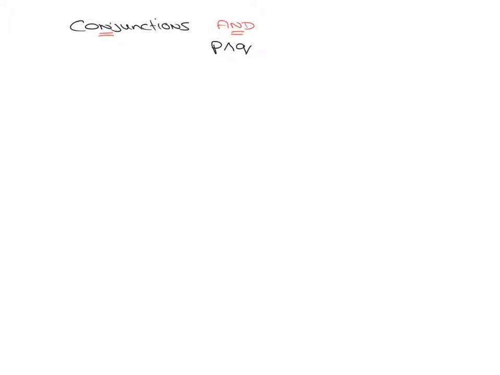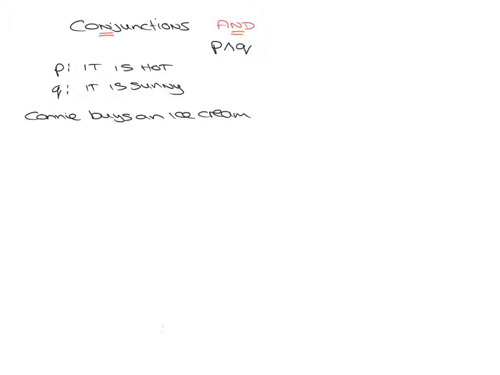So an example of a conjunction is if P is the proposition that it is hot, and Q is the proposition that it is sunny, if Connie only buys an ice cream when it is hot and sunny, then this is a conjunction.